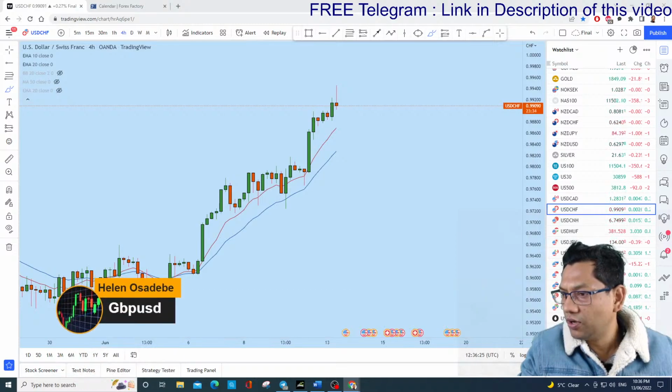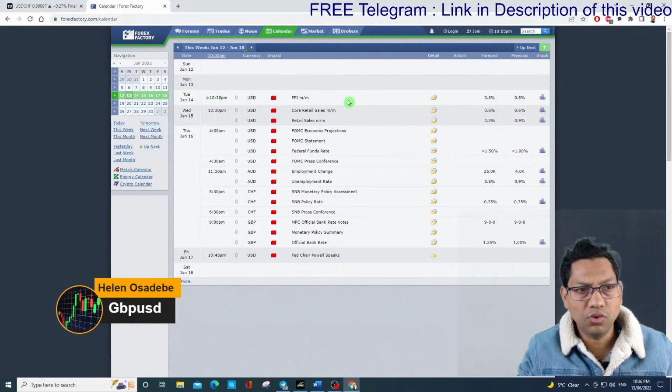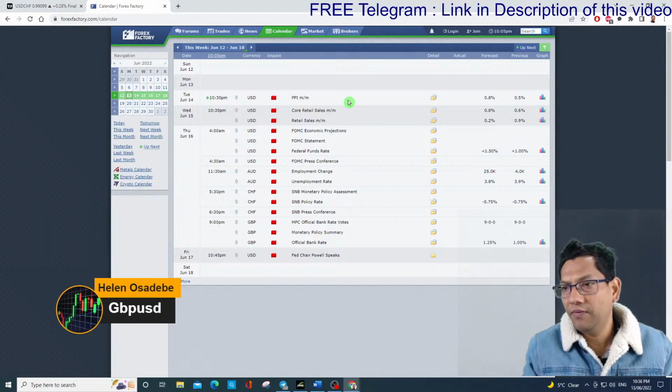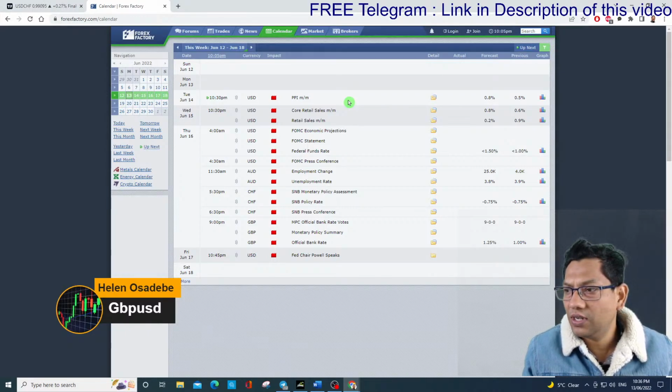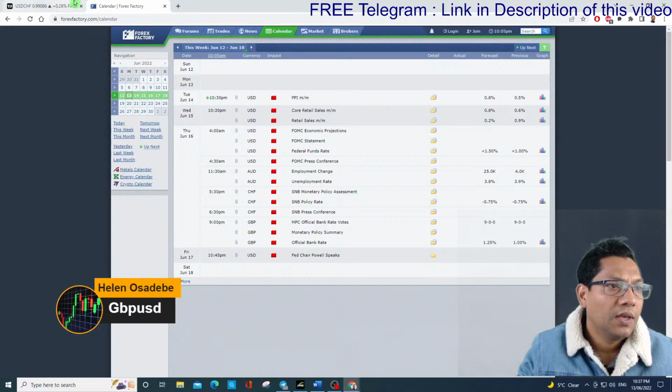GBPUSD. Okay, for FX news, the news site is Forex Factory that I use. But I'll tell you something very important you guys and girls need to understand: for Forex news, do not trade news. I would say I never trade news. So then how do I use fundamental? That's the question, right? Let me tell you something.